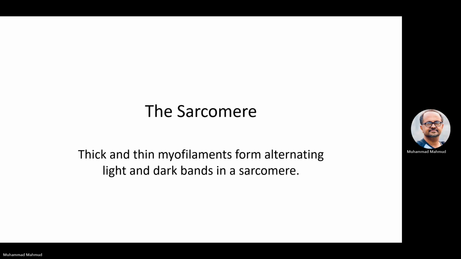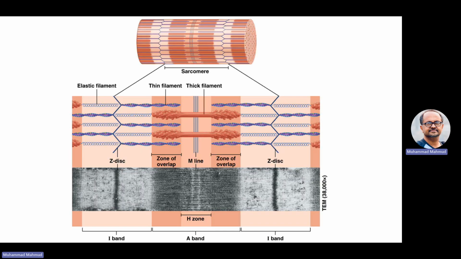Thick and thin filaments form alternating light and dark bands in a sarcomere. So, what is a sarcomere? A sarcomere is the part of this filament from one Z disk to another Z disk. As you see in the upper part, the zigzag line is the Z disk. So, between two Z disks, we have one sarcomere. It is the functional unit of a muscle fiber.